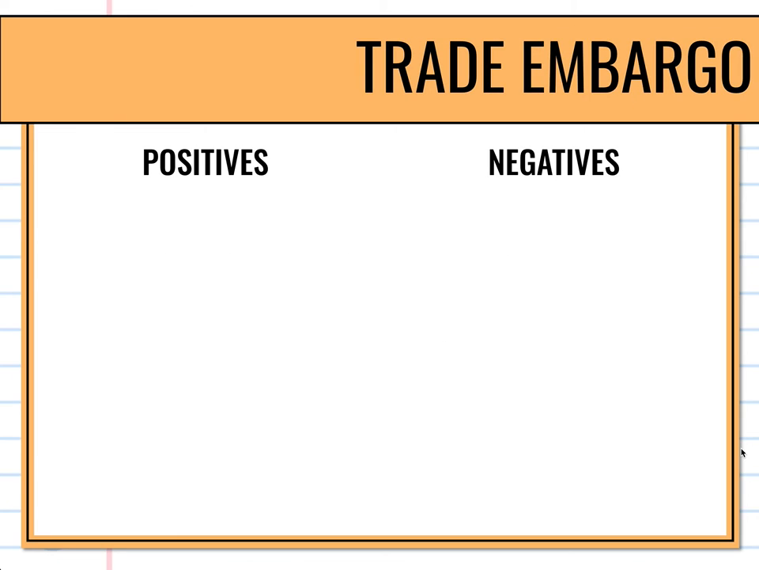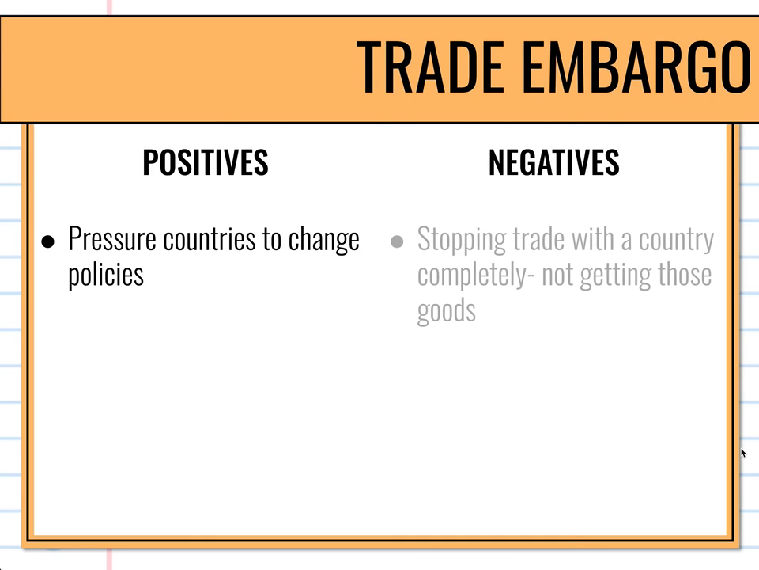Finally, our positives and negatives of a trade embargo. The positive here is that a trade embargo is aimed at trying to pressure a country to change a certain policy. Just depends on the nation and what's going on. Negatives are that a trade embargo cuts off all trade between those 2 countries. So neither country is getting the goods that they seek.